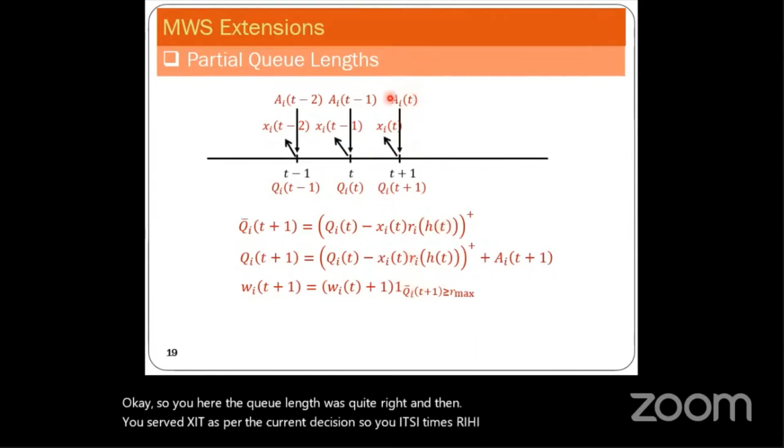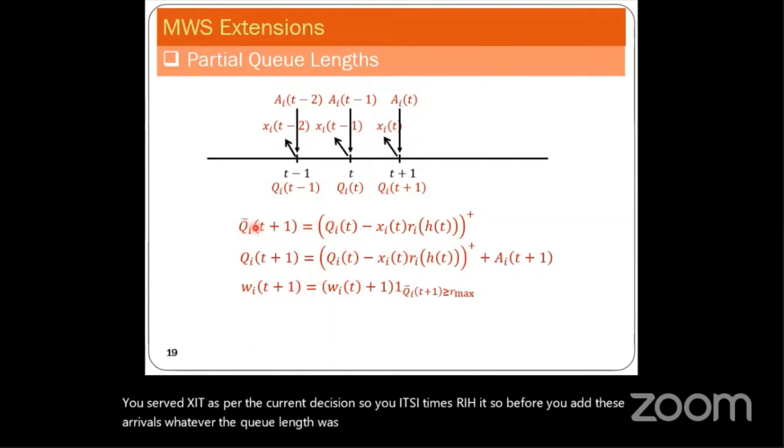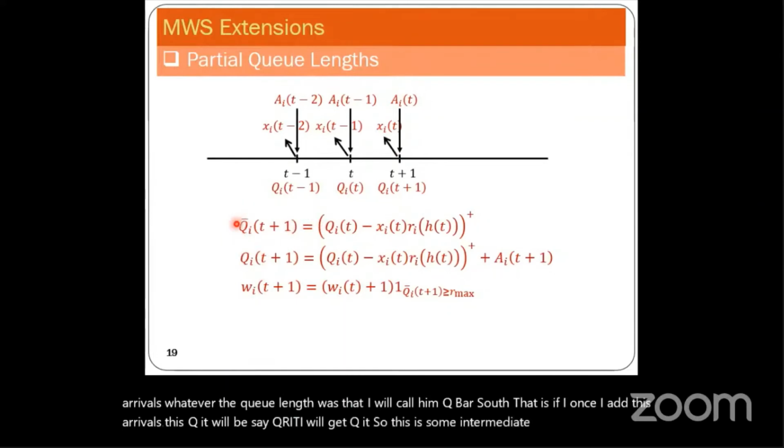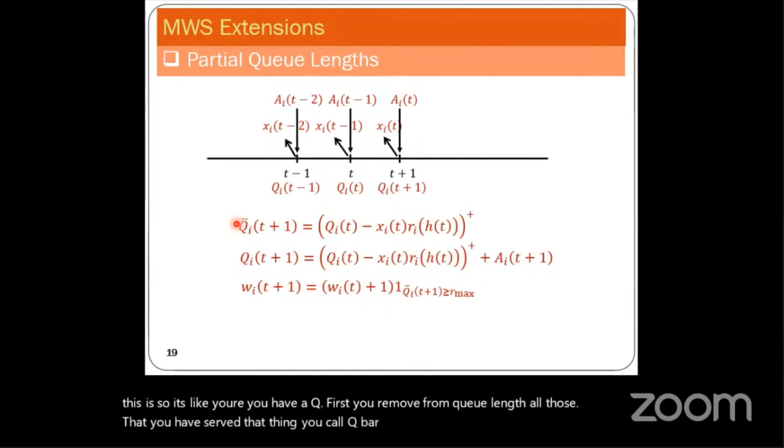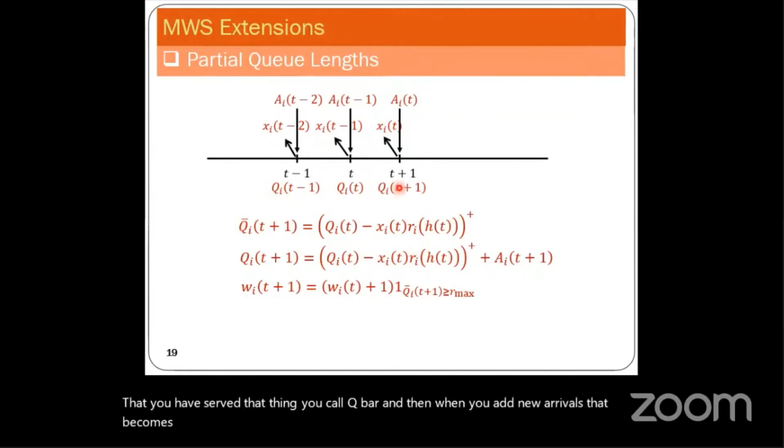So before you add these arrivals, whatever the Q length was, that I'll call Q bar. So once I add these arrivals, Q bar IT plus 1, I'll get QIT. So this is some intermediate number. It's like you have a queue. First you remove from the Q length all those that you have served. That thing you call Q bar, and then when you add new arrivals, it becomes your new queue. Okay, sir. Okay.